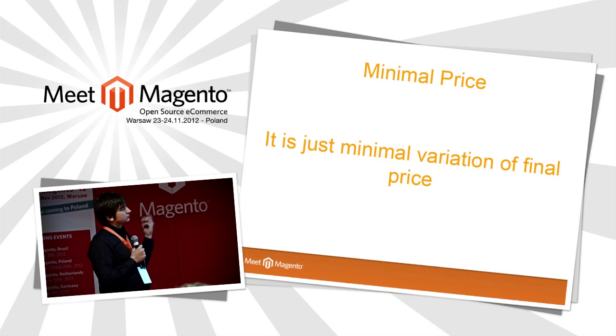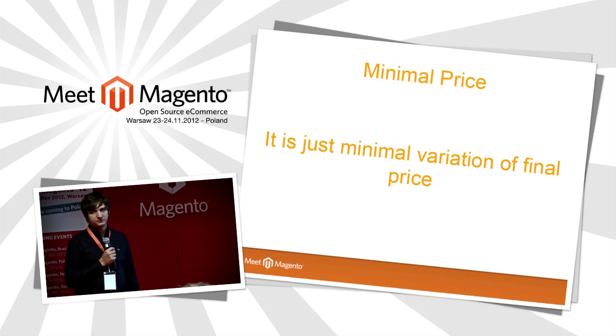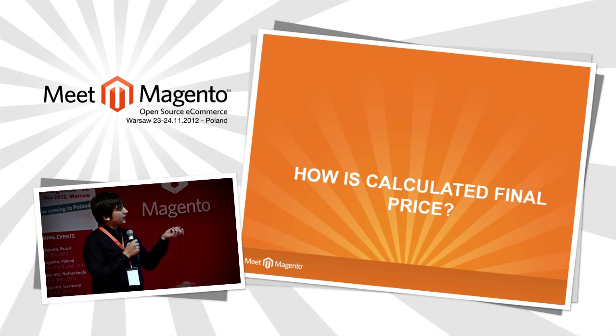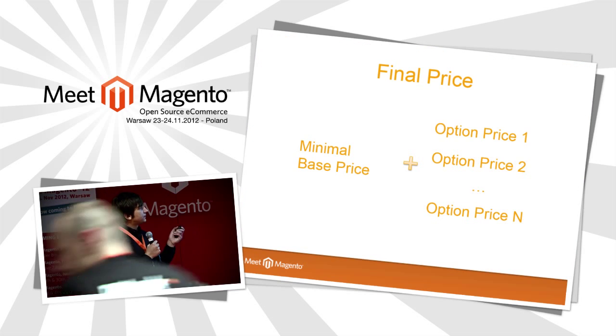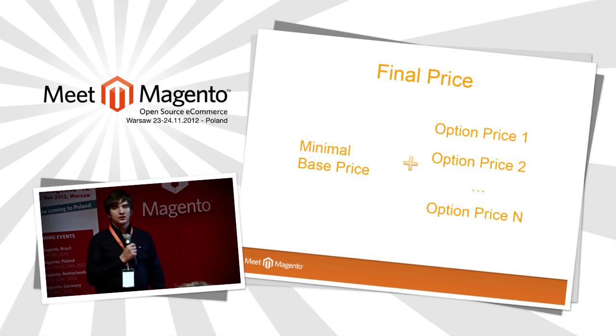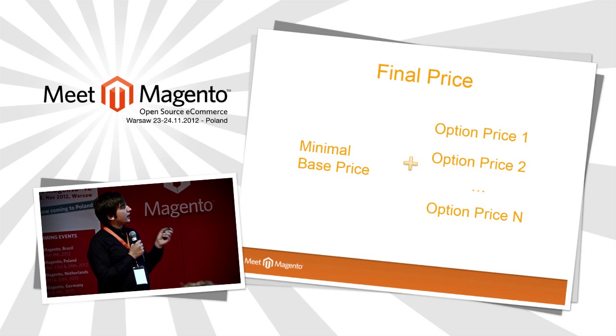So minimal price is just the minimal variation of the final price. So what the final price is and how it's calculated itself. Final price consists of the minimal base price, which we will talk about a bit later on the next slide, and additionally some option price. There could be a lot of kinds of options in Magento, like a configurable option or custom option.